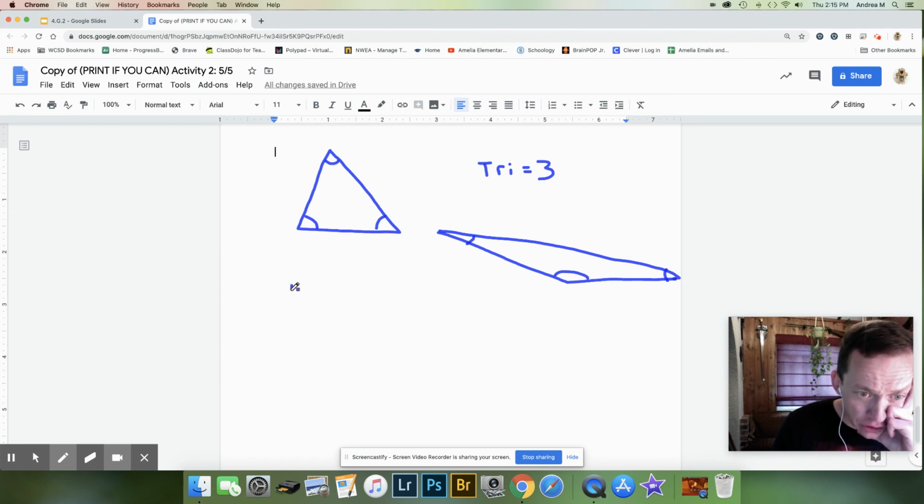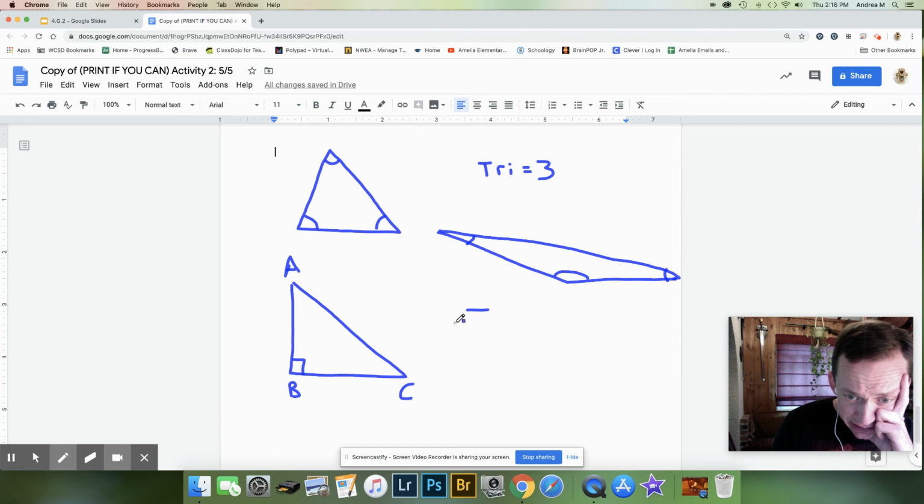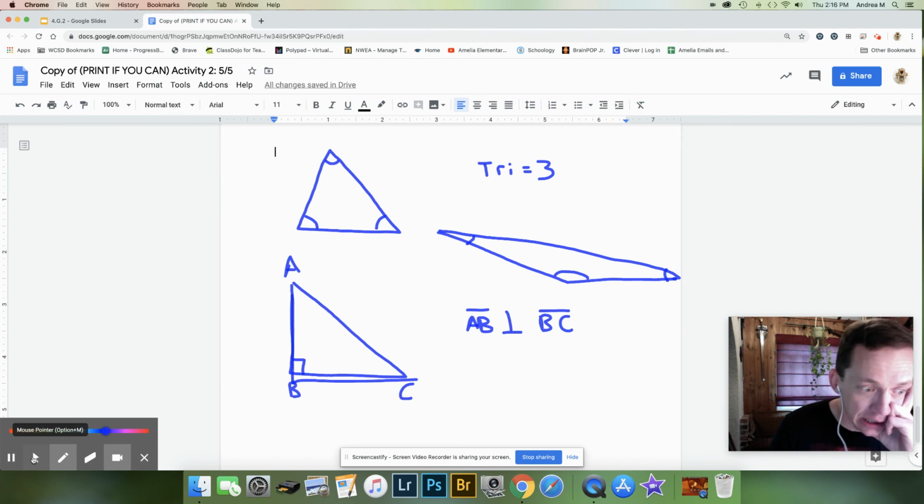But what I want to show you is you can draw a triangle where it has a perpendicular set of lines like that, right? So if I call this one A, B, C, you can see that line AB is perpendicular to BC. So that makes a nice, neat perpendicular line intersection right there because it's making that right angle. Okay, I wanted to show you that.